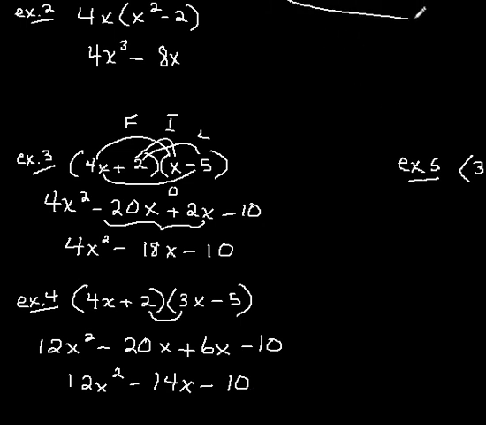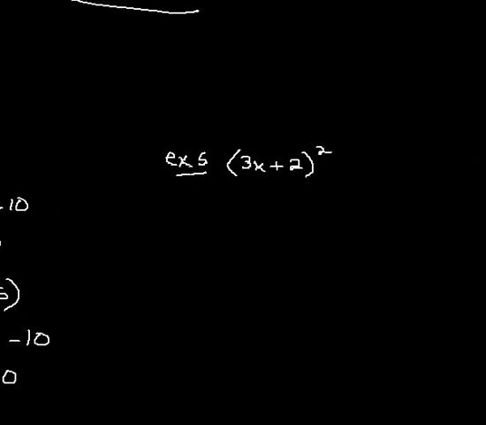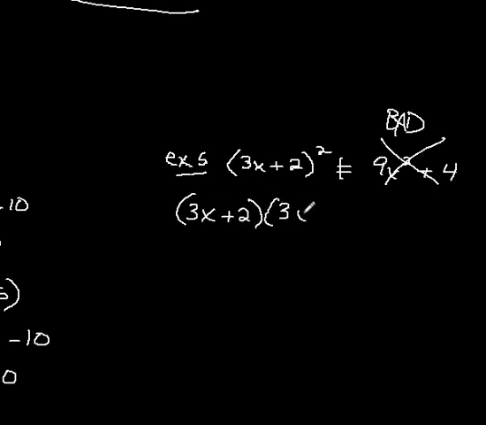This one looks a little bit different, but it's the same thing. We're multiplying a binomial times itself. Now the temptation, this is totally wrong, don't ever do this, is to square the first term and get 9x squared and square the last term and get plus 4. That is very, very bad. What you want to do is, the whole thing is times itself. So you have to rewrite this as 3x plus 2 times 3x plus 2. And then we use FOIL to multiply it.